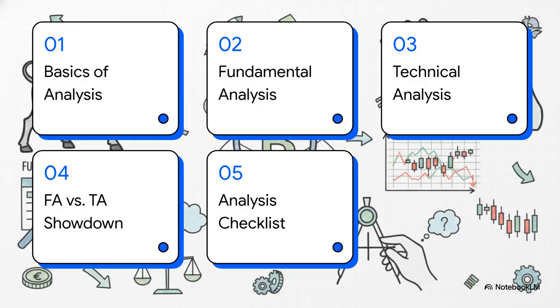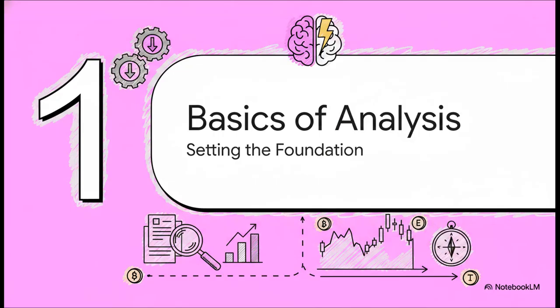Here is our roadmap for today. We're going to start with the basics of coin analysis, move into fundamental analysis to find real value, then hit technical analysis for reading charts, have a little showdown between FA and TA, and finally, give you your ultimate analysis checklist. All right, Section 1, the basics of coin analysis.